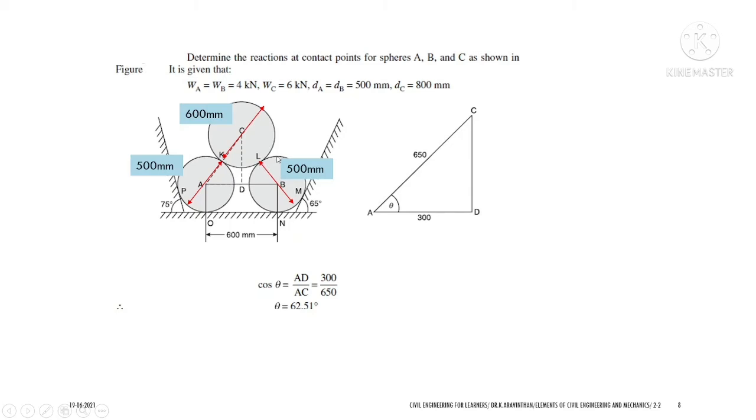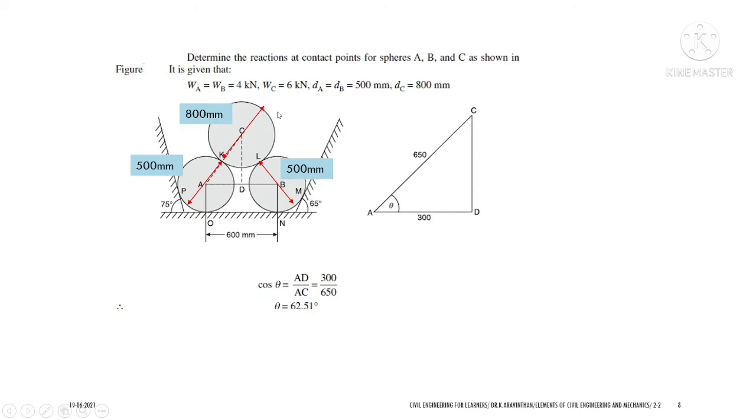So these are the 2 contact points, and you will be having a self weight. First we will solve the mechanics at the point C, then we shall go to sphere A and sphere B. At sphere A you will be having contact points at P and O, and at B you will be having contact points of M and N. So these are the contact points you have to identify.